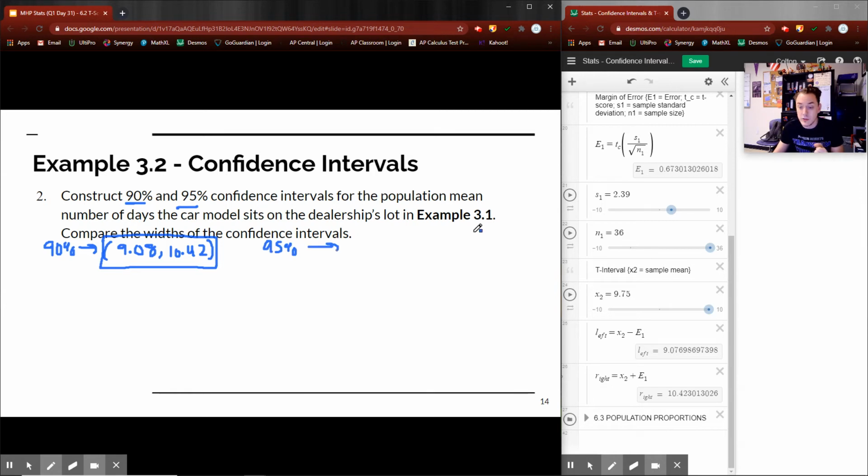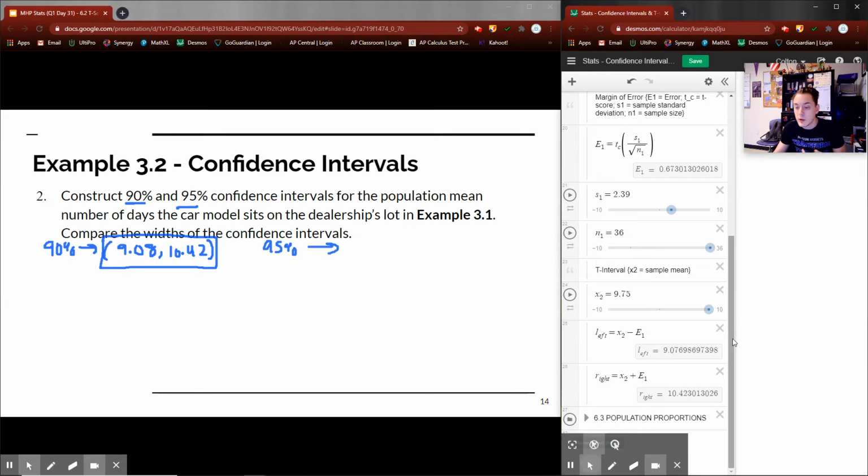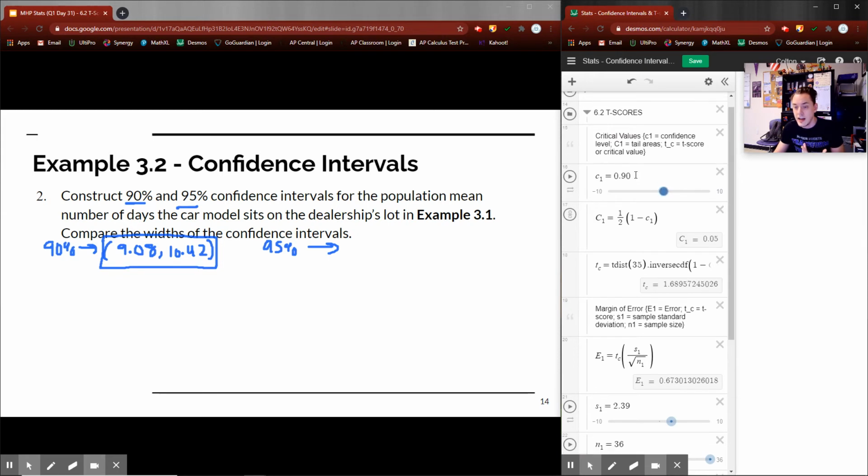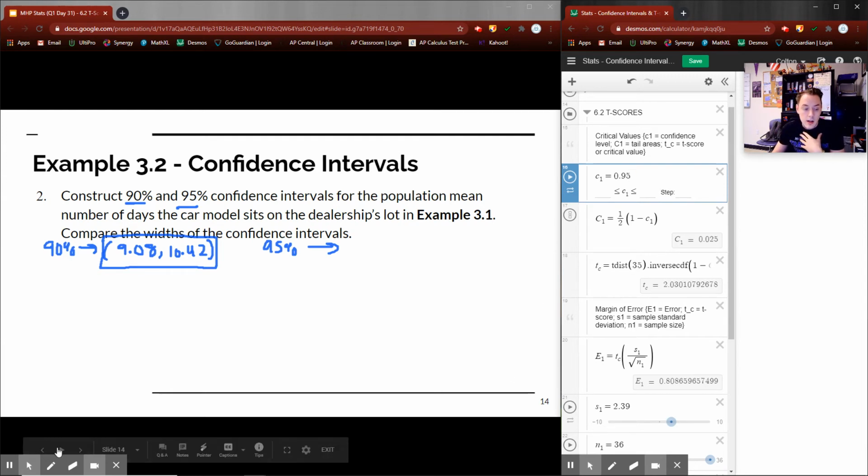So I'm going to do the exact same thing. Just go over here. I'm going to change not 90, I'm going to change from 90 to 95. So I don't want 90, I want 95. So I scroll down. Everything else stays the same.